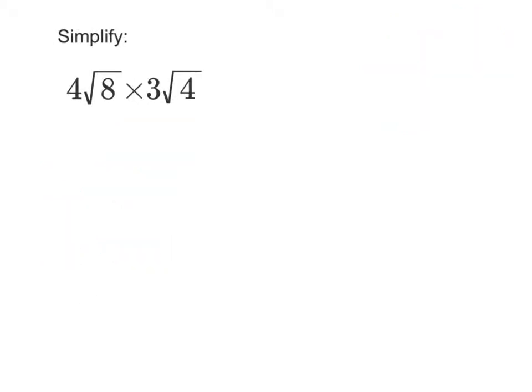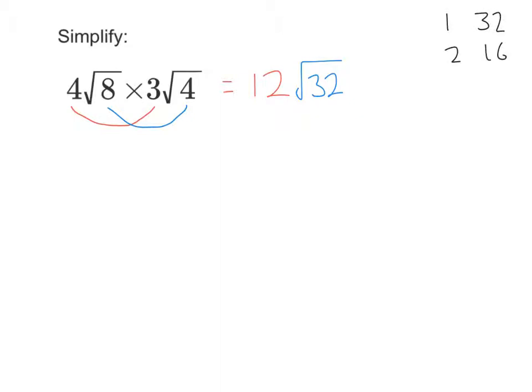Okay, and again, very similar to before, what we're going to do first of all is we're going to multiply the numbers on the outside, so 4 times 3 is 12, and then we're going to multiply the numbers on the inside, that's going to be 32. And we have a question like before, now we're going to simplify that root 32 just on its own. So 1 and 32, 2 and 16, and 4 and 8. Okay, very similar to the other question. This is the one we want.